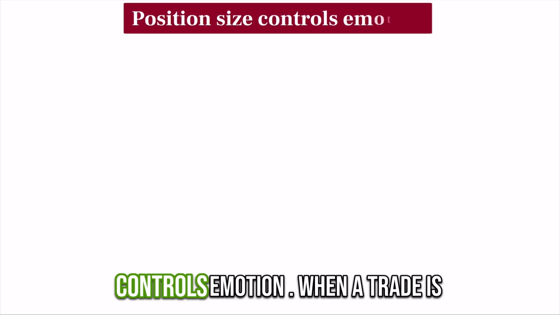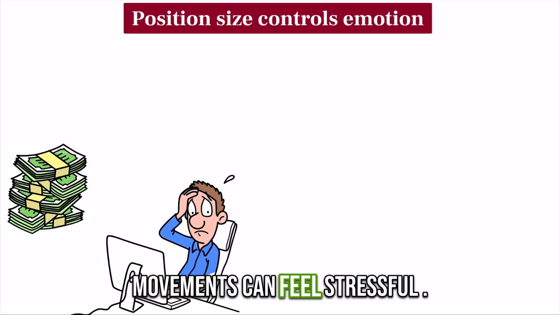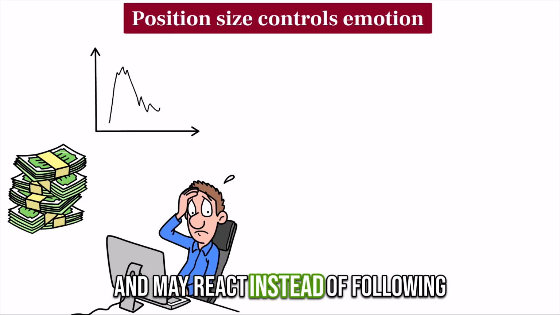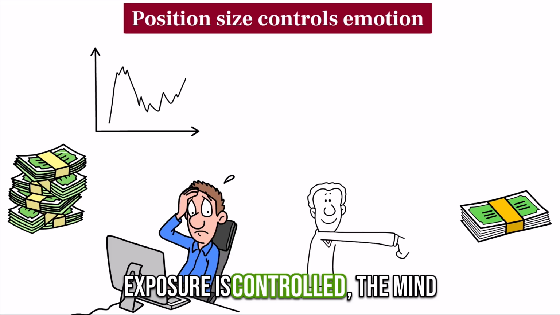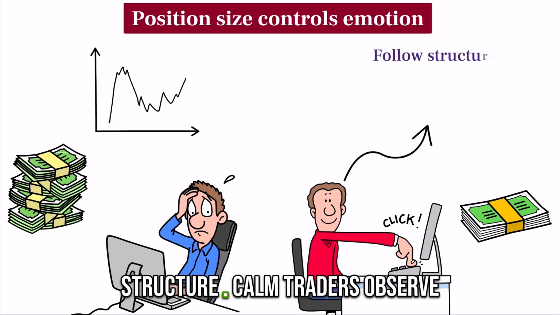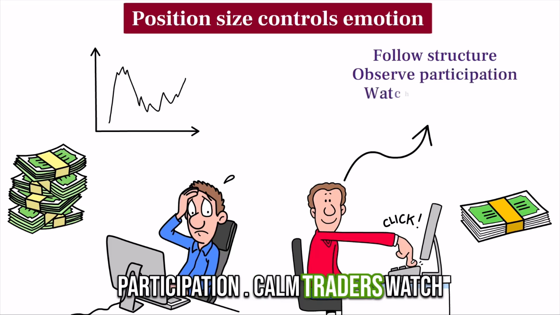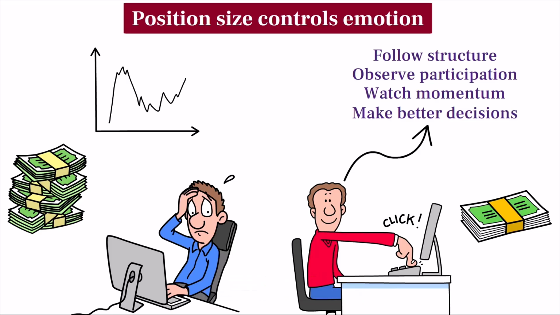Now here's another principle many traders discover the hard way. Position size controls emotion. When a trade is too large, even small price movements can feel stressful. Traders start watching every tick and may react instead of following their plan. But when capital exposure is controlled, the mind stays calm. Calm traders follow structure. Calm traders observe participation. Calm traders watch momentum. And calm traders make better decisions.